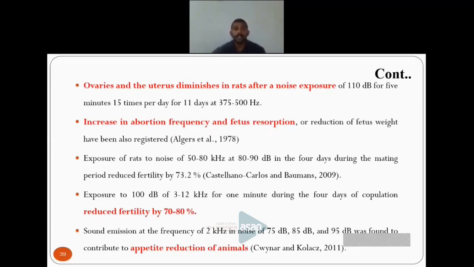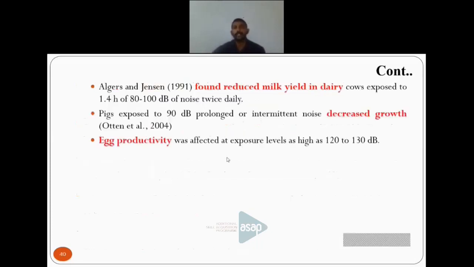And next, sound emission at higher frequency exposure shows appetite reduction in animals. They may not be able to eat the food. They do not feel comfortable eating. And it is found that higher exposure to noise reduces milk production in cows. In the case of pigs, higher exposure to noise decreases the growth of the pig. And egg production in poultry also reduces if exposed to 120 to 130 decibel.